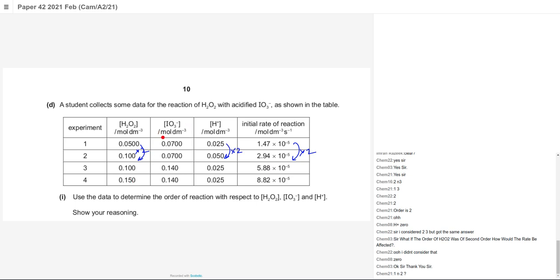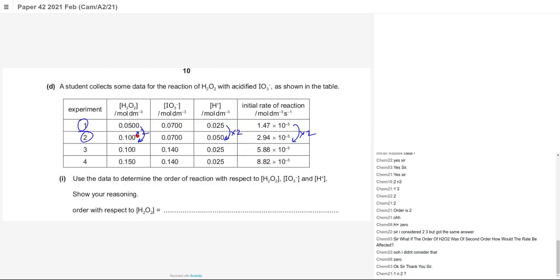Right? When experiments 1 and 2 are considered, doubling the concentration of hydrogen peroxide, keeping IO3 minus constant, and doubling the concentration of H plus has doubled the rate. So this doubling of the rate is due to the doubling of the concentration of H2O2, as it is first order.